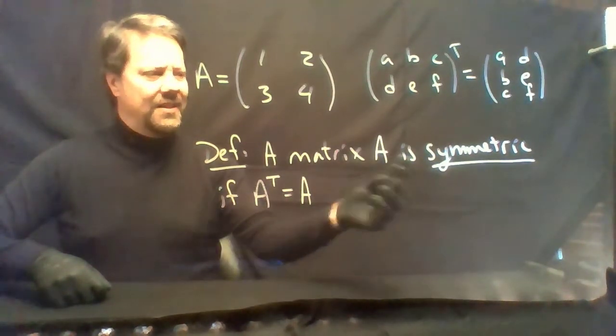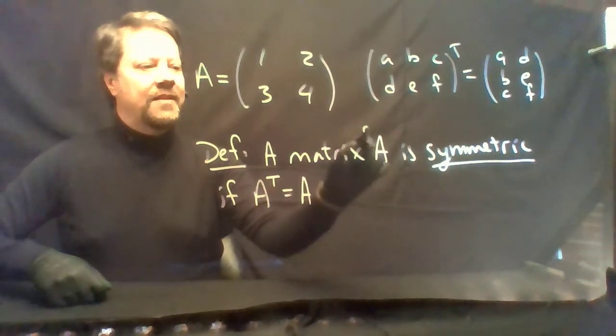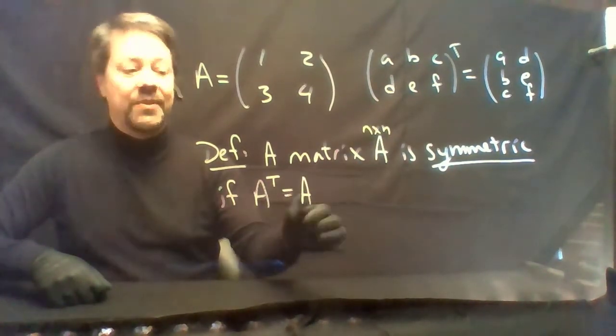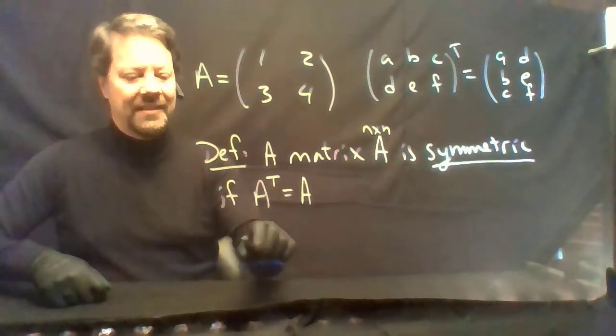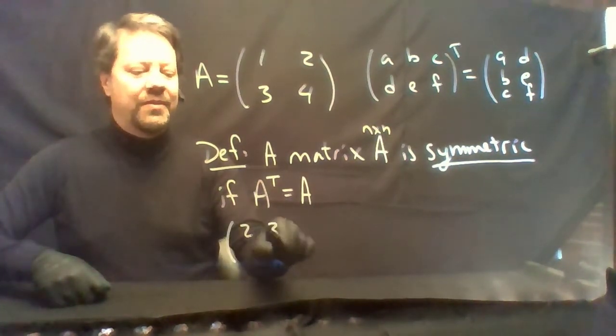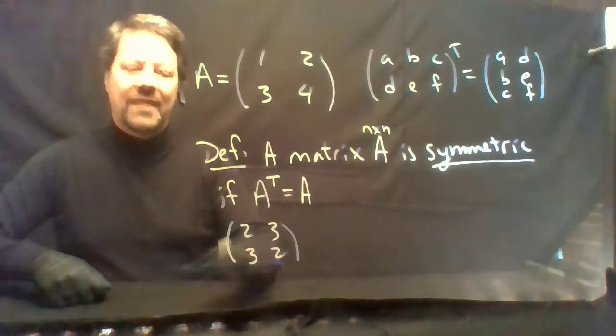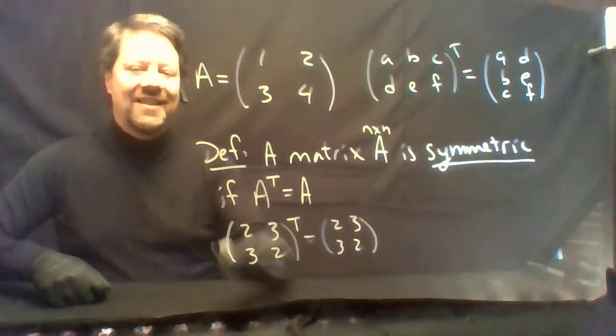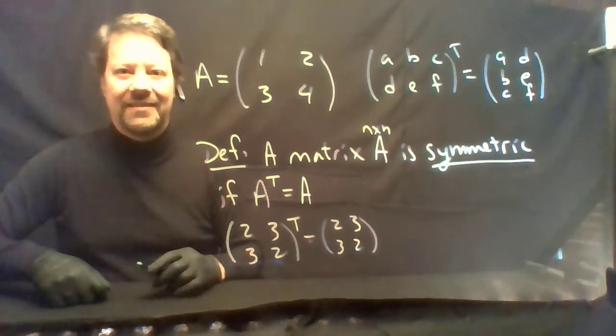So a matrix is symmetric, and this has to be a square matrix, if its transpose is equal to itself. For example, 2, 3, 3, 2 has transpose exactly equal to itself. So this matrix is symmetric.